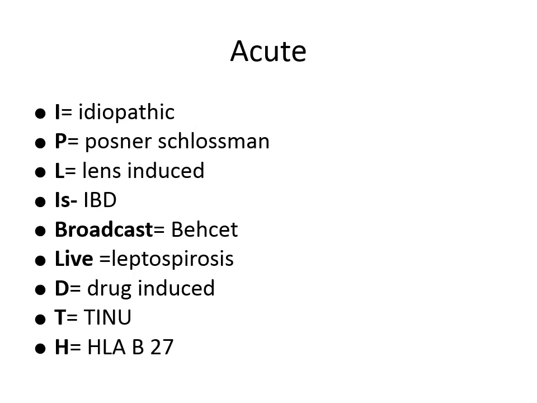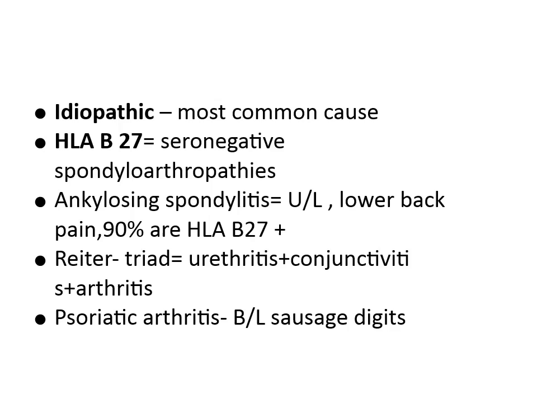I stands for idiopathic, P is for Posner-Schlossman syndrome, L is lens induced, the I again is for IBD, broadcast, the B is for Behçet's, live, the L is for leptospirosis, then D is drug induced, T is TINU, and H is HLA-B27. Now again I'm going to give you some key points in these conditions. First one is idiopathic. It is the most common cause.